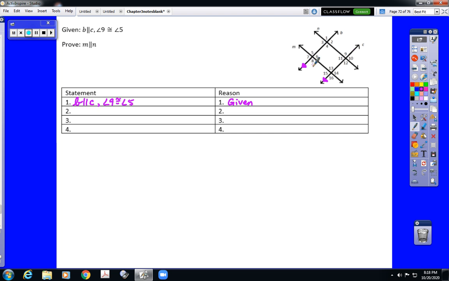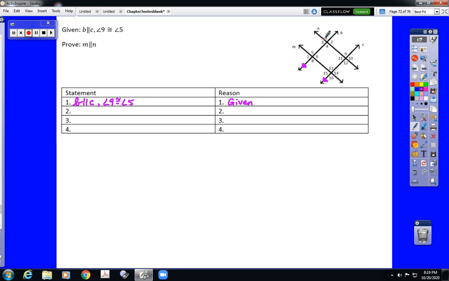We have to use the fact that B and C are parallel, meaning that M could be a transversal or N could be a transversal. So let's be a little bit careful here. Now, angle 9 and angle 5 do not, repeat, do not have a relationship. However, there are 2 different angles up here, 1, 2, 3, and 4, that are related to both angle 9 and angle 5.